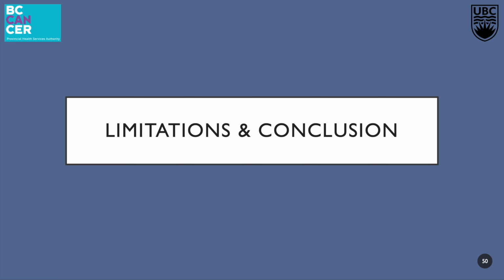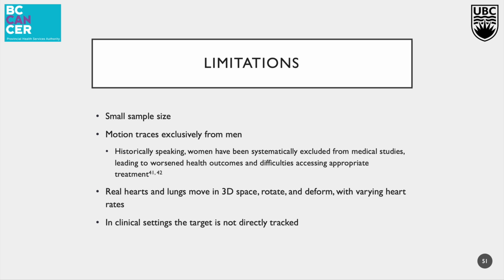So now we can talk about the limitations of the study and our conclusion. There was a very small sample size for this study, and all of the traces we used were only from men because VT does occur more often in men than women, so those traces were just what I had access to. But women are systematically disadvantaged by the medical research industry, and future work should absolutely include female patients too. Then real hearts and lungs do move in 3D space, they rotate, they deform, they have varying heart rates, but we used a single heart rate throughout everything, and Vero's tracking didn't have any directional or rotational information, only those absolute translational deviations of the target surrogate.